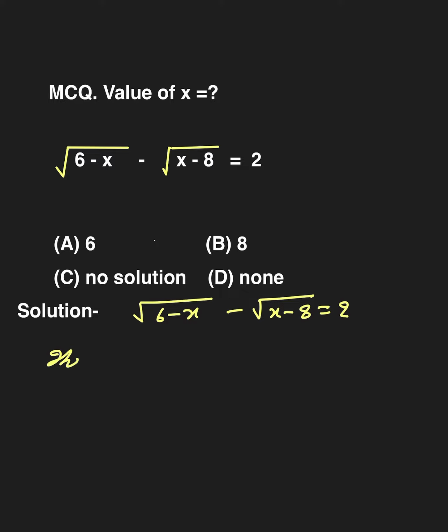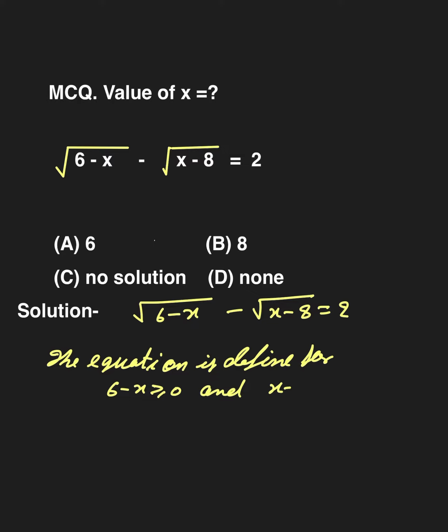Okay. Now, this equation is defined. You can say that the equation is defined if 6 minus x is greater than or equal to 0 and x minus 8 is greater than or equal to 0. Clear that one, x is less than or equal to 6.